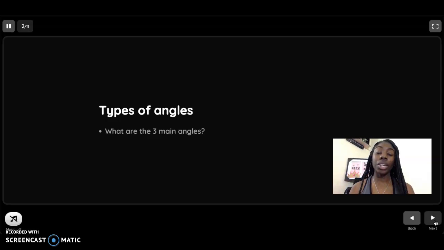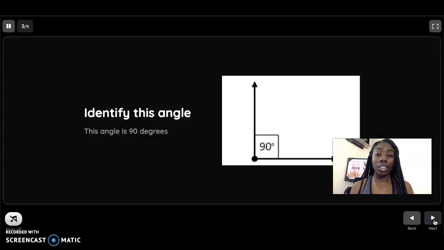The last angle that I want to discuss with you is an obtuse angle. An obtuse angle is greater, or bigger, than 90 degrees. So anything from 91 degrees all the way to 179 degrees is going to be an obtuse angle. An obtuse angle cannot go past 180 degrees because then it becomes a straight line. It has to be more than 90 degrees, but also less than 180 degrees.